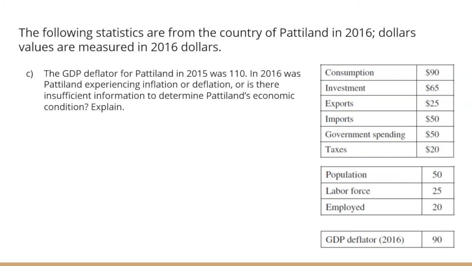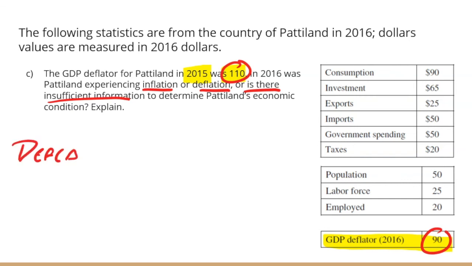All right, so it says the GDP deflator for Paddyland in 2015 was 110, but we know the GDP deflator in 2016 was 90. So is Paddyland experiencing inflation, deflation, or is there not enough information to determine her economic condition? Well, here, if we know in 2015 her deflator was 110, and in 2016 her deflator was 90, that actually decreased, from 110 to 90. So we are going to say Paddyland is experiencing deflation.